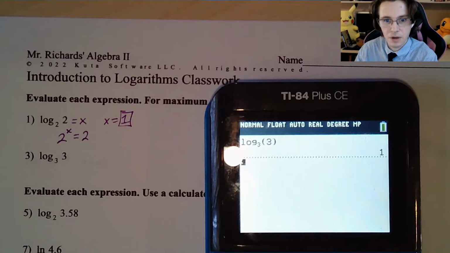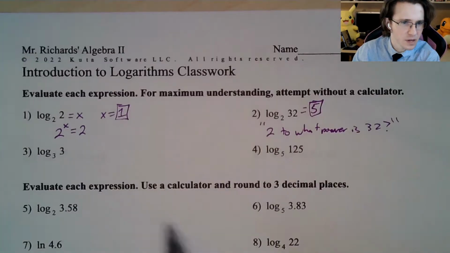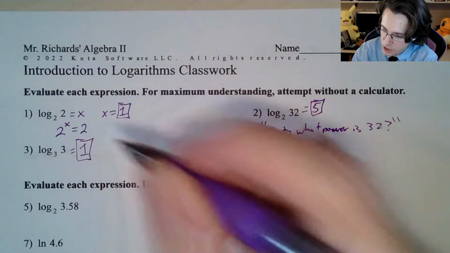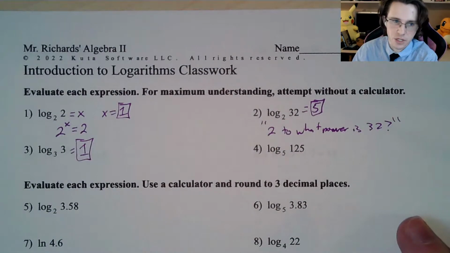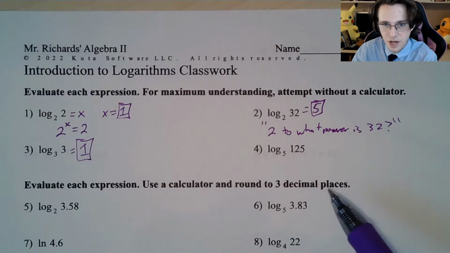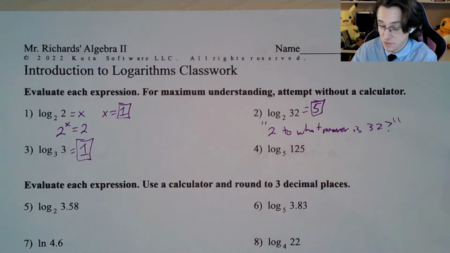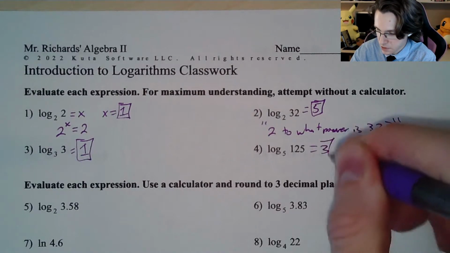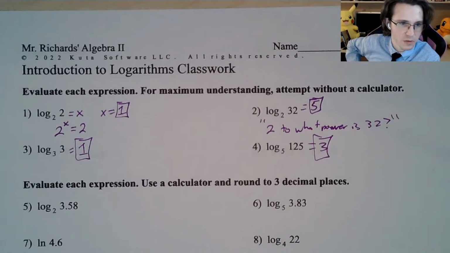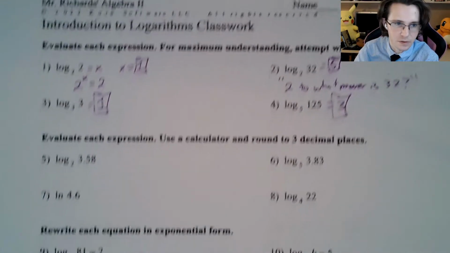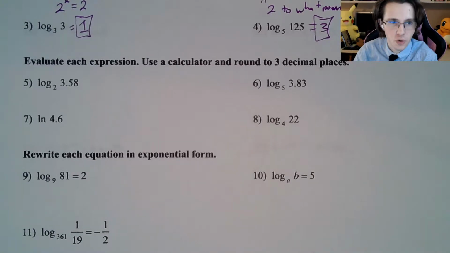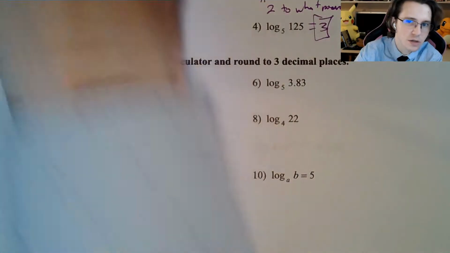The answer is 1, because 3 to the first power is 3. So you kind of just got to pick your favorite method for questions of this nature. We got log base 5 of 125. That's going to be 5 to the third power gives you 125. So again, hopefully get it without a calculator. With a calculator, no big deal. Because starting on questions like number 5, you have no choice but to use a calculator.